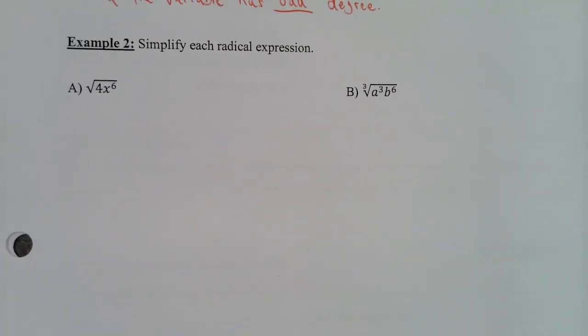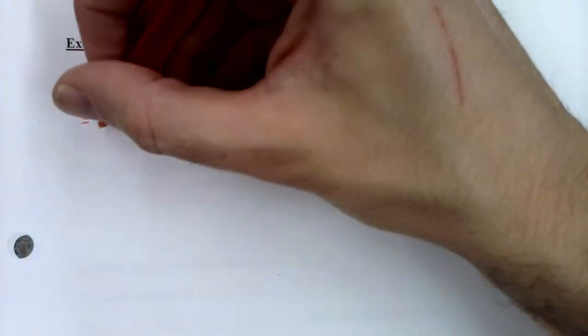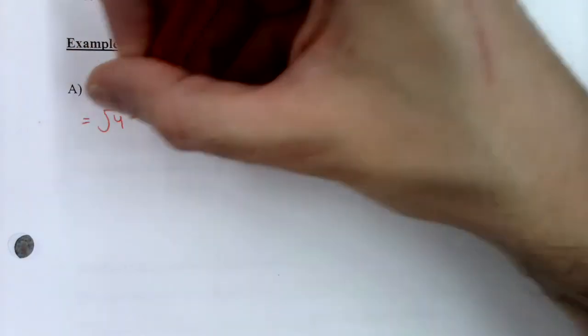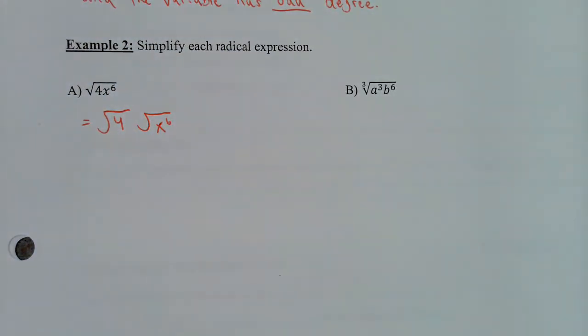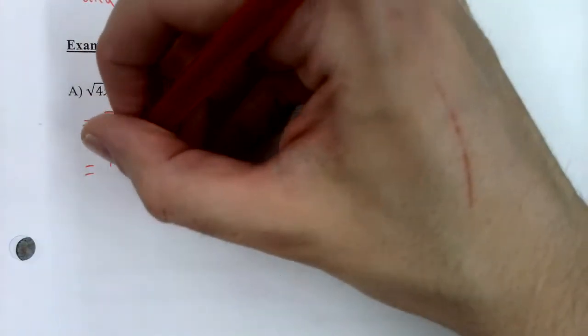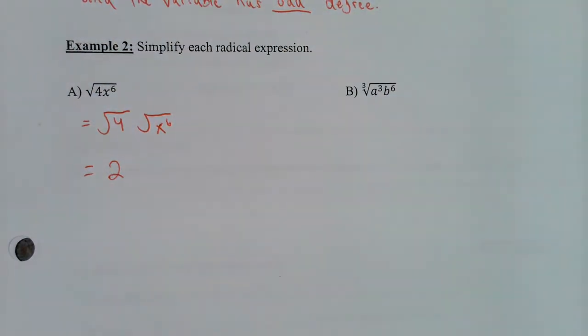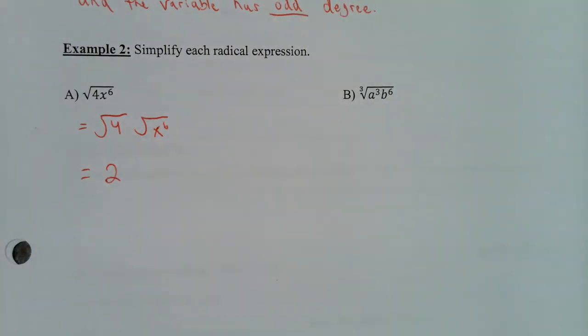Simplify each radical expression. Okay, you can think about this. I'm going to break it apart into the square root of 4 times the square root of x to the 6th power. The square root of 4 is 2. The square root of x to the 6th power is x to the 3rd power.